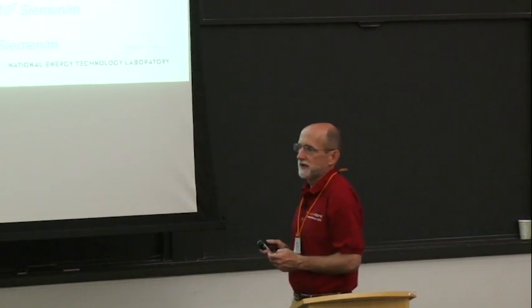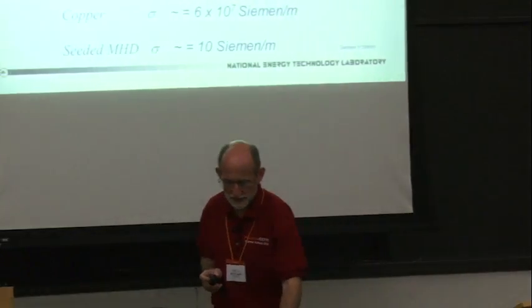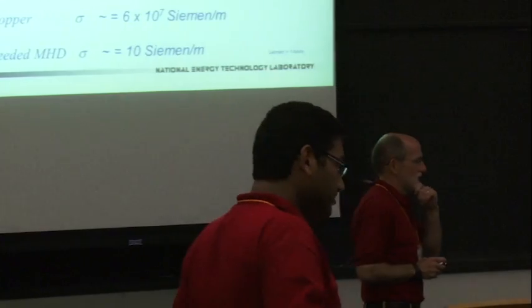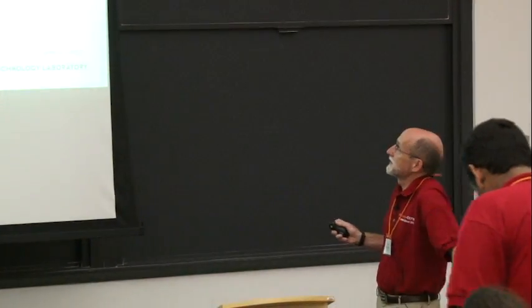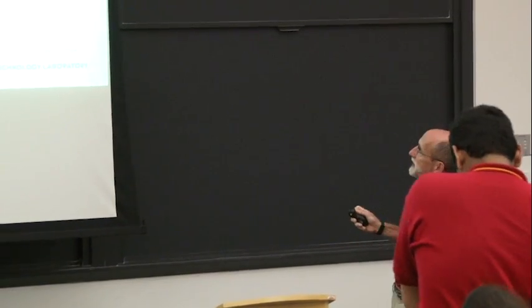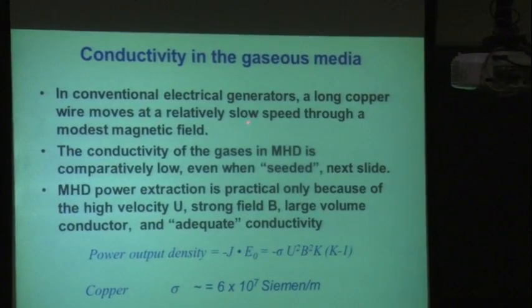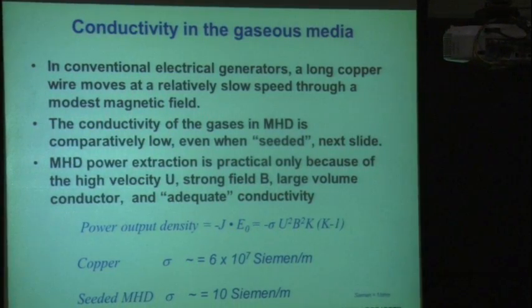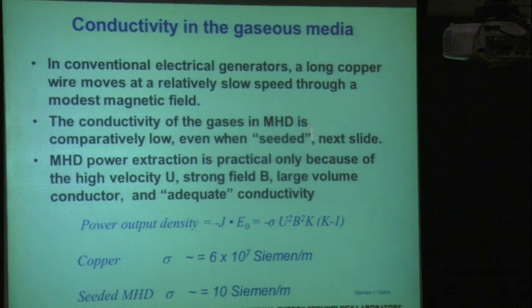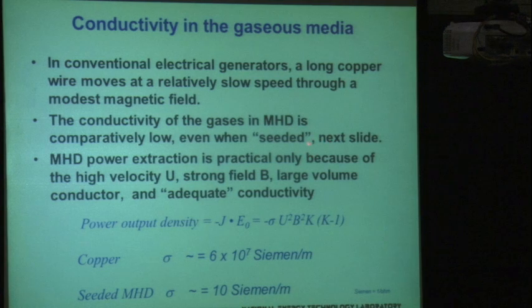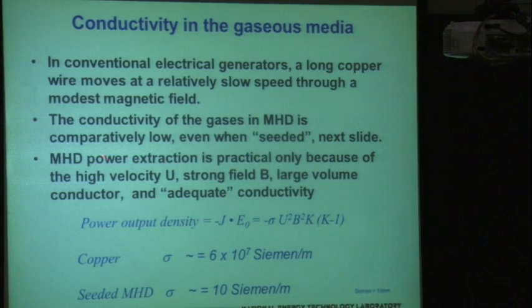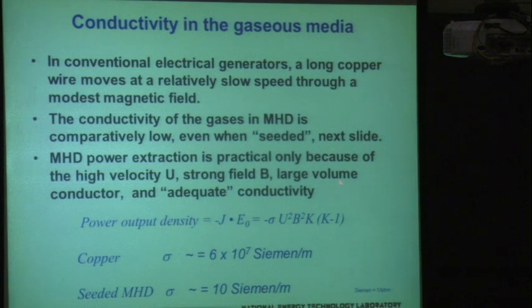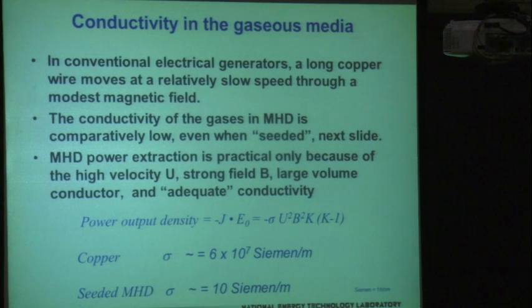We dropped off right before talking about the really important issue of conductivity in gaseous media, and this is a vast subject with lots of literature on it. We're only going to cover a couple of slides here, but a point to understand: in a conventional electric generator, you have a long copper wire that moves at a relatively slow speed through not a gigantic magnetic field. The conductivity of the gases in an MHD system is relatively low, even when you seed them, as on the next slide here. MHD power is only practical because you have this high velocity, strong field, and a large volume conductor, and adequate conductivity. So I'm going to define what I mean by that in just a second.